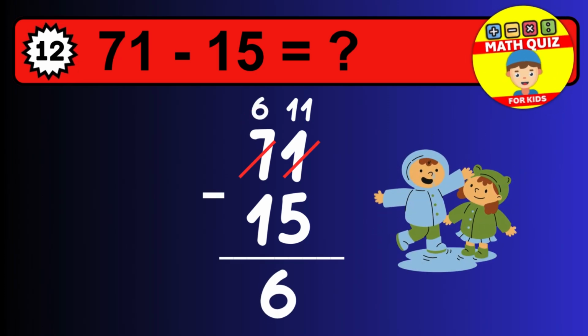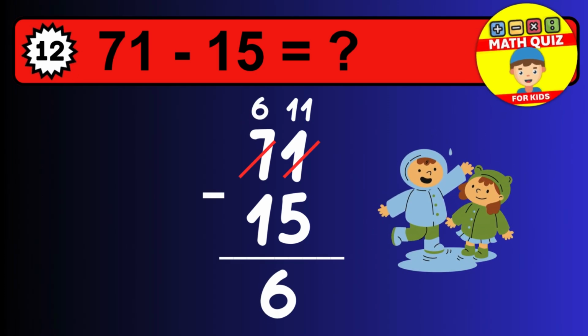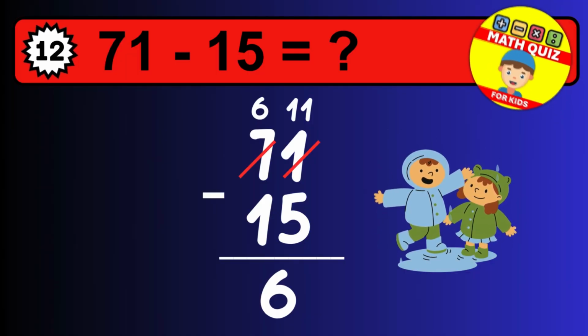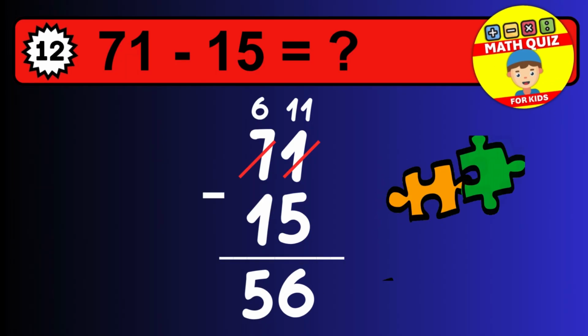Now we subtract. 11 minus 5 is 6. Then we go to the tens. 6 minus 1 is 5. The final answer is 56.